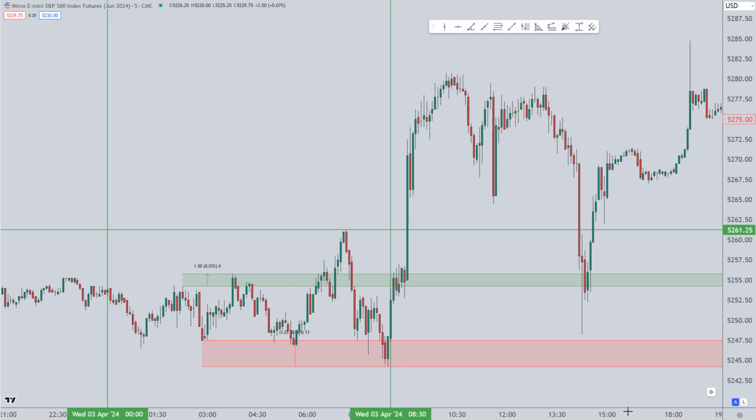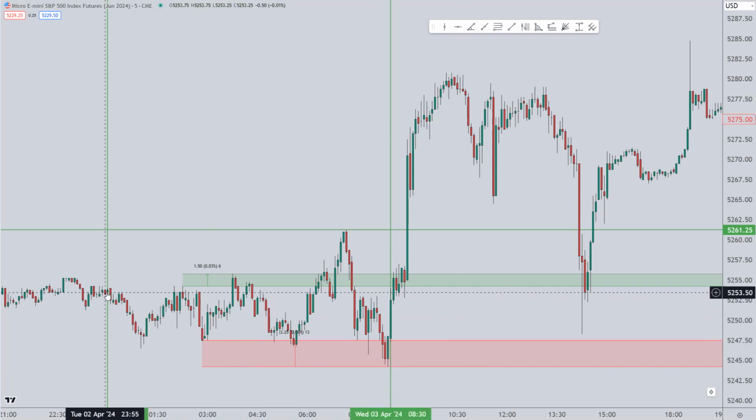We're going to look at this past Wednesday, April 3rd, 2024's market action and see how well our support and resistance trading system 1.1 did for us. We're looking at the micro E-mini S&P 500 index futures June 2024 5-minute chart, the same thing that we've always looked at.